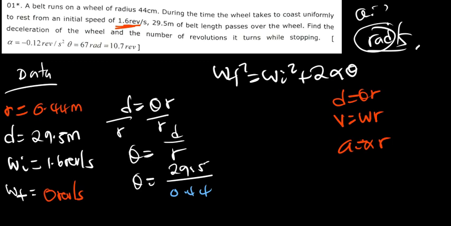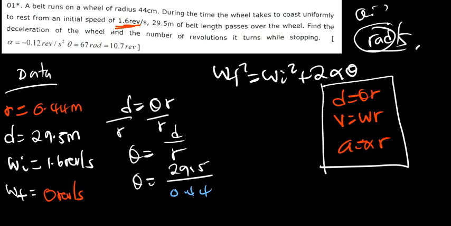Have I made myself clear? Yes, sir. When you're using these formulas, your units are supposed to be either in rad per second or in meters per second. If it's distance, it's supposed to be in meters. If it is radius, it's supposed to be in meters. If it is velocity, it's supposed to be in meters per second. If it is angular velocity, rad per second. If it is angular acceleration, rad per second squared. Okay? Have I made myself clear?